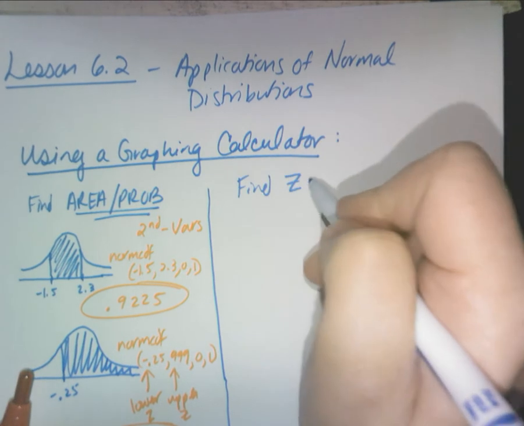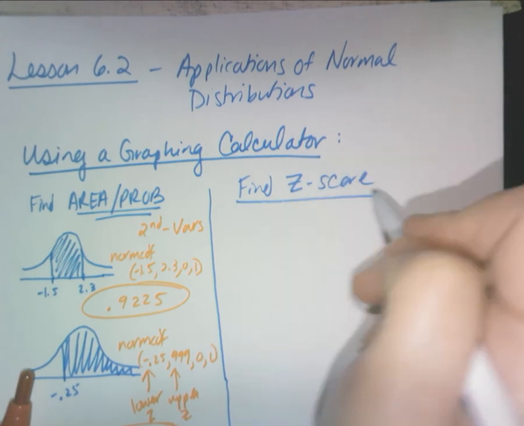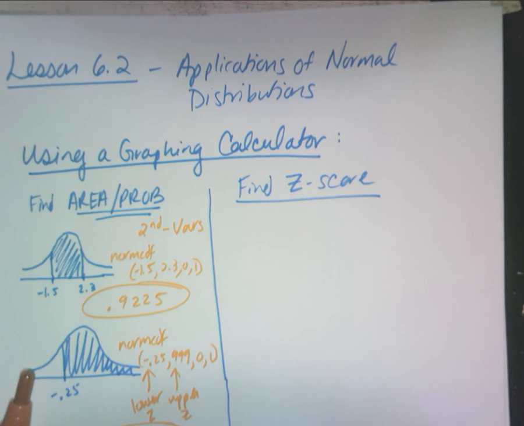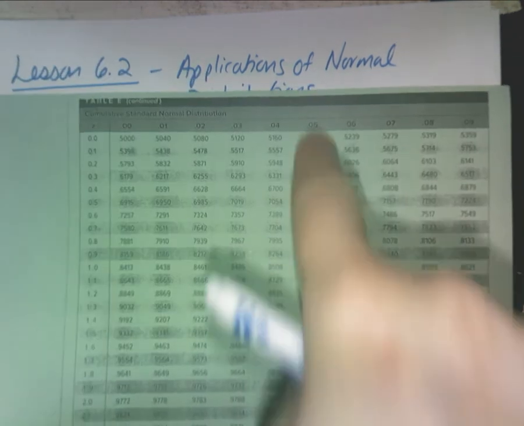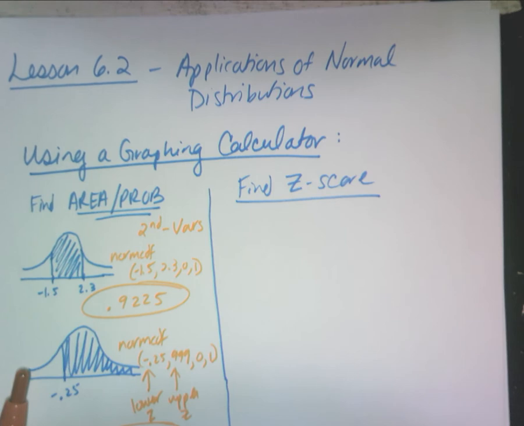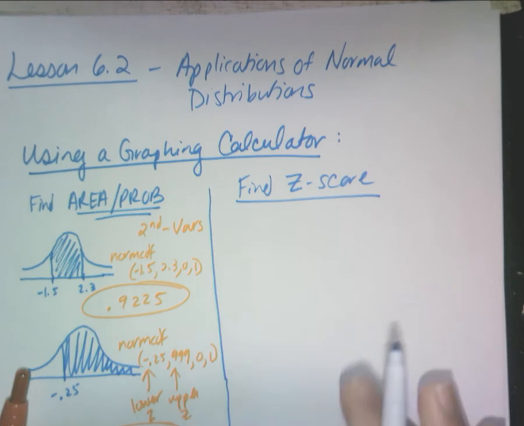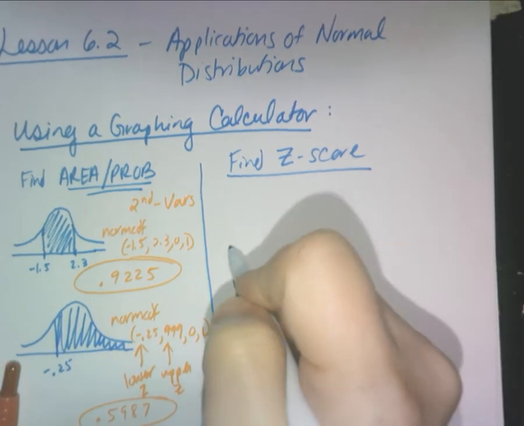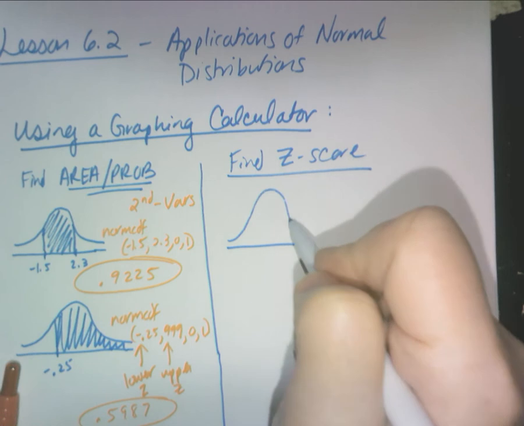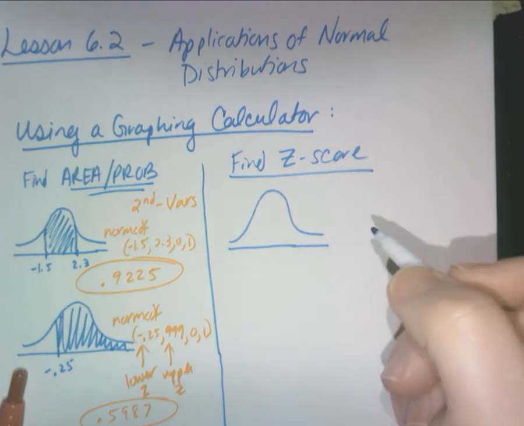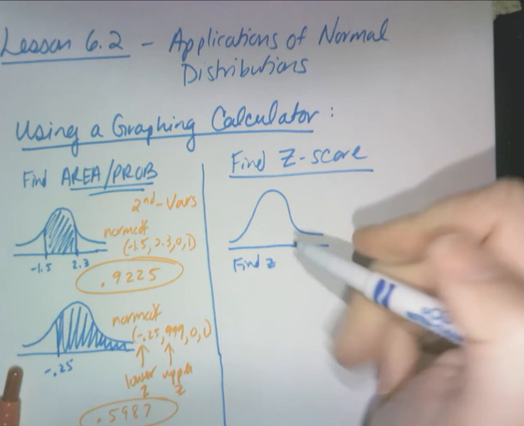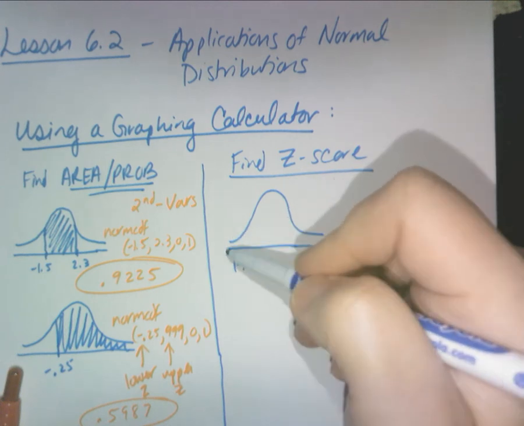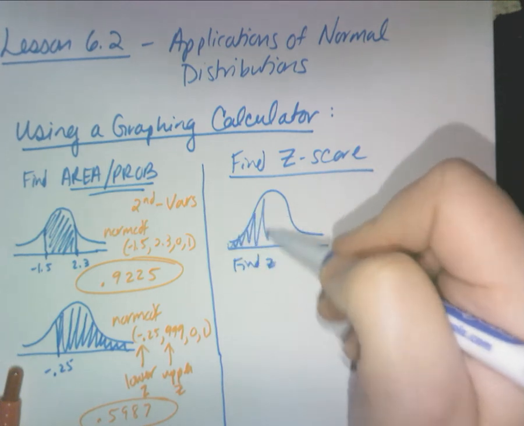Find the z-score now. What we used to have to do is go to this green sheet and look for the area and then write the z like that. We don't have to do that anymore. This is awesome. Okay, so let me pick one right here. Let's find a z with an area that has 0.8766, something like that.